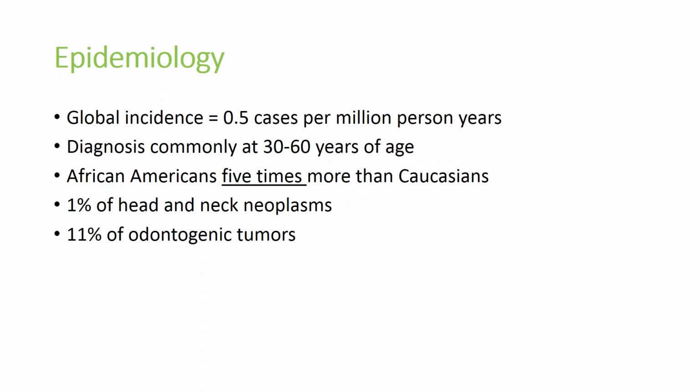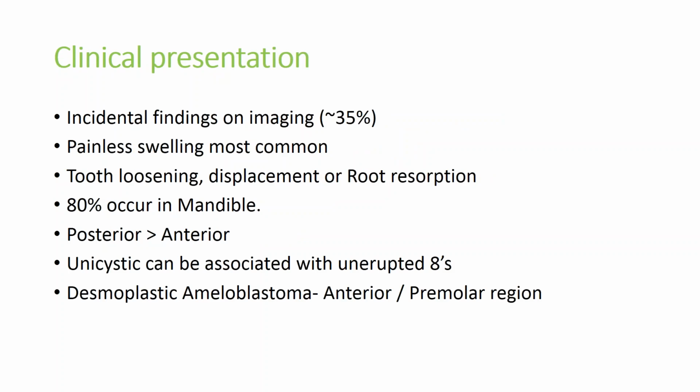Global incidence is 0.5 cases per million, more common in Africa, India, China. Then in the West, African Americans are 5 times more affected than Caucasians. It forms 1% of head and neck neoplasms and 11% of odontogenic tumours. I think that number will change depending on where you are in the world.